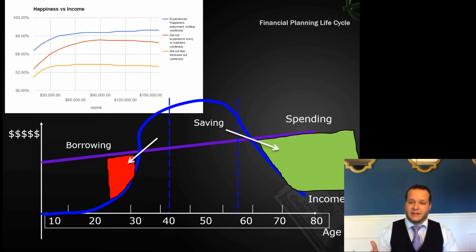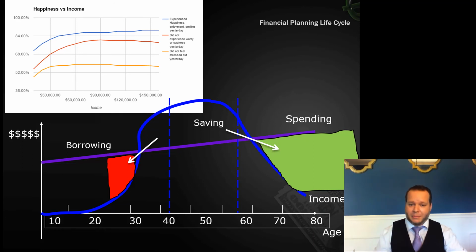We want to maintain a consistent level of spending across our lifetime. Because when you go from spending $70,000 to $100,000 to $150,000, you don't actually get any happier. So it makes sense to take that extra money. If it's not actually making your life significantly better, why not take it and transfer it into the future, save it, so that when you become old and your income is low again, your happiness doesn't fall.